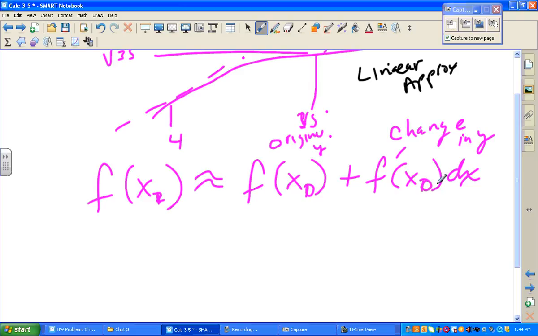Take a look at what this looks like. Are you ready? b plus mx. m is the slope of the tangent line, x is your change in x, and b is your y value. That's where it comes from. That's why it's called linear approximation. It comes from the slope-intercept form of the line.